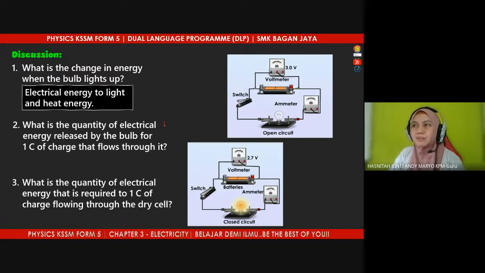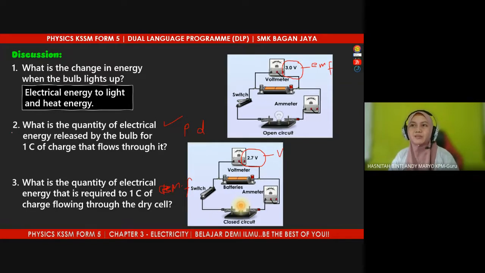Okay, so for question number 2, the tip is you can relate to the definition of potential difference. And for question number 3, you can relate to the definition of EMF. Actually there is no need to calculate, you look at the reading. This is the reading we get when the circuit is closed, and this is the reading we get when the circuit is open. This shows EMF, and this shows potential difference across the bulb.